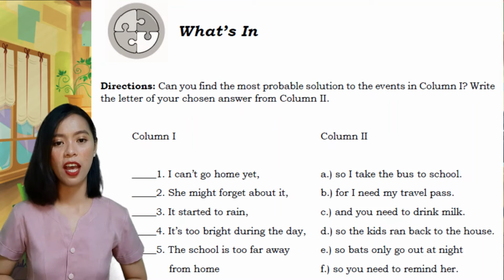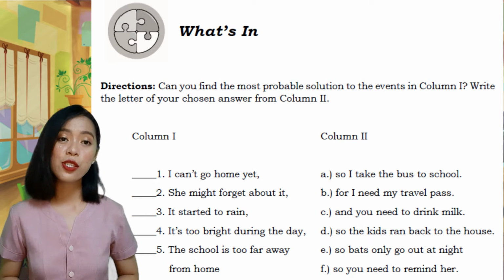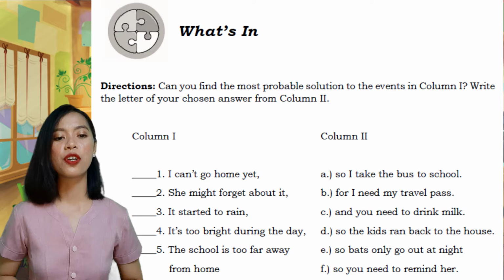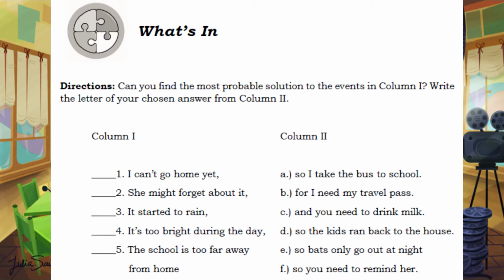Let us try to answer this activity. Direction: can you find the most probable solution to the events in column 1? Write the letter of your chosen answer from column 2.